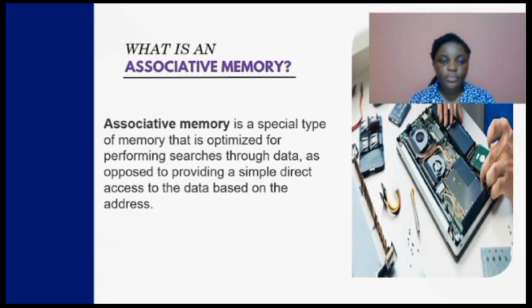So what is an associative memory? Associative memory is a special type of memory that is optimized for performing searches through data, as opposed to providing a simple direct access to the data based on the address.